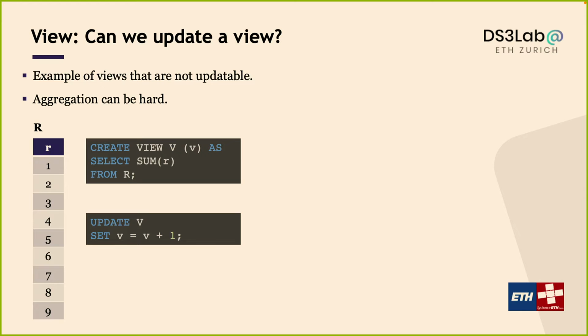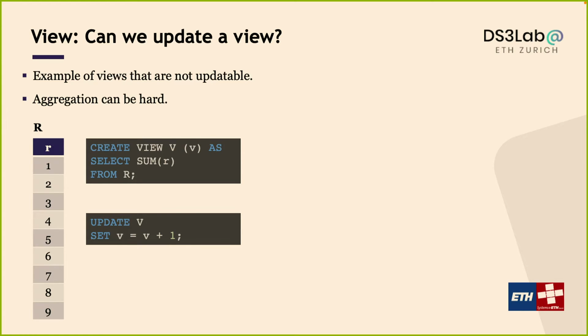So assuming I want to update the view such that the value of the view, like the sum, equals the sum plus 1. This is super hard to do, right? Because there are so many different ways I can manipulate the base relation to make this happen.